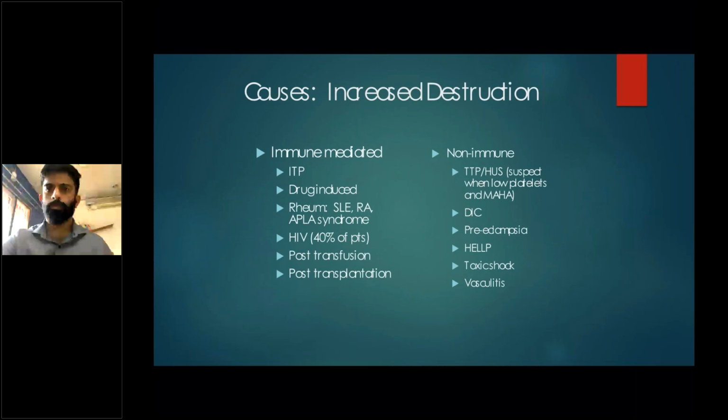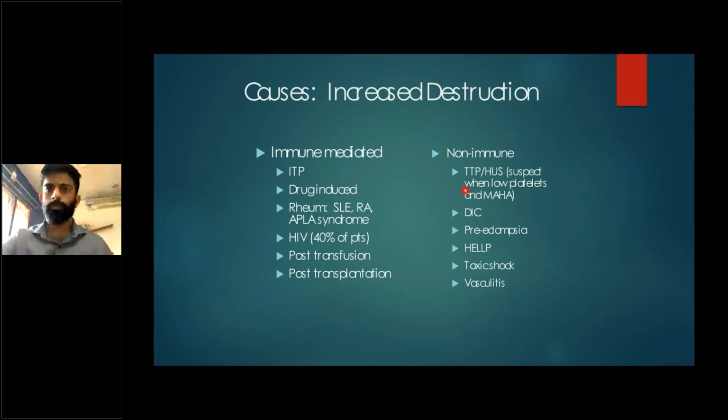Next one is immune destruction, which is causes. So immune mediated and non-immune mediated. Immune mediated is ITP, idiopathic thrombocytopenic purpura, or immune thrombocytopenic purpura, drug-induced, and rheumatic diseases like SLE, rheumatoid arthritis, Aplas syndrome, HIV. 40% of the patients will have immune mediated. Post-transfusion can be there. Post-transplantation can be there. In non-immune mediated, it's TTP, thrombotic thrombocytopenic purpura, hemolytic uremic syndrome (HUS).